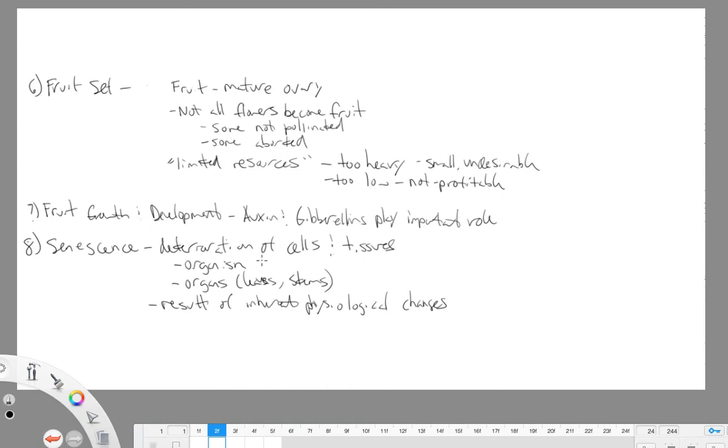And we can talk about senescence in terms of the whole organism, the tissues breaking down, or individual organs such as leaves and stems, where the organism may remain alive. If we're talking about herbaceous perennials, for example, we'll have senescence of the leaves and the stems in late fall and winter, yet the organism will remain alive. And senescence is just a natural process as a result of inherent physiological changes that are occurring in the plant. All right, so that's our review.